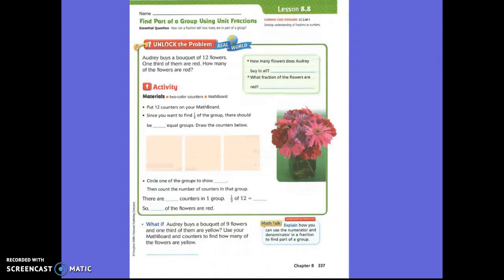Okay, 1 as the numerator. Good. Okay, let's read the story. Audrey buys a bouquet of 12 flowers. 1/3 of them are red. How many of the flowers are red?